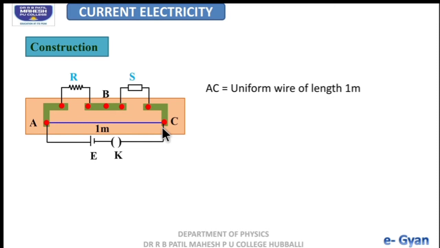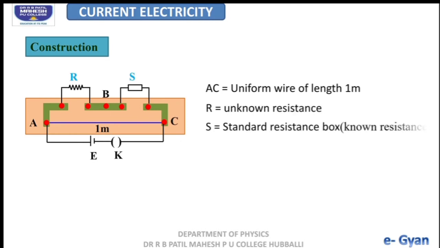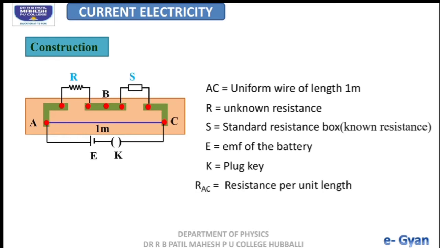AC is a uniform wire of length 1 meter. R is the unknown resistance. S is a standard resistance box, which is the known one. E is the EMF of the battery. K is the plug key. Next, r is the resistance per unit length of this wire.